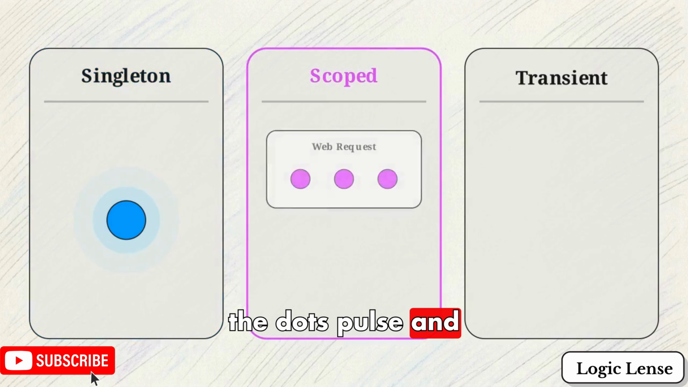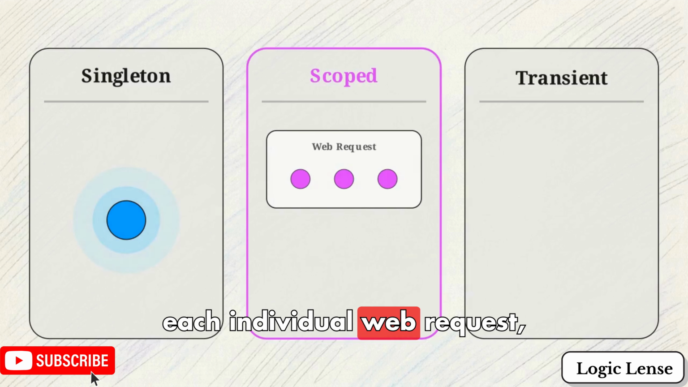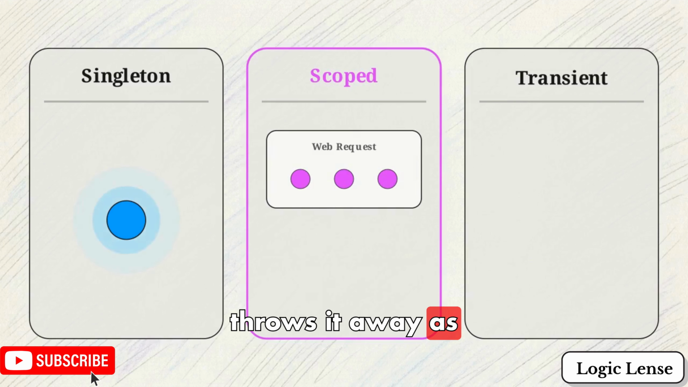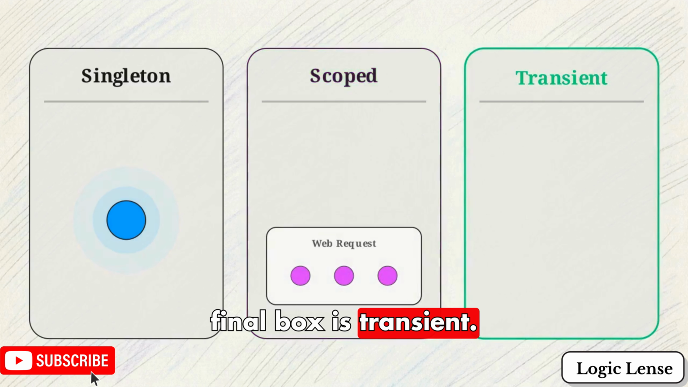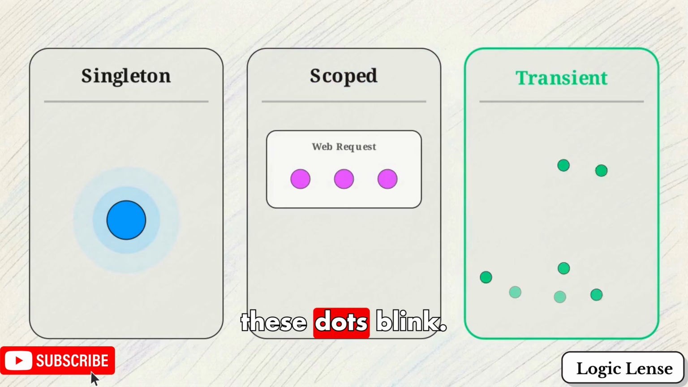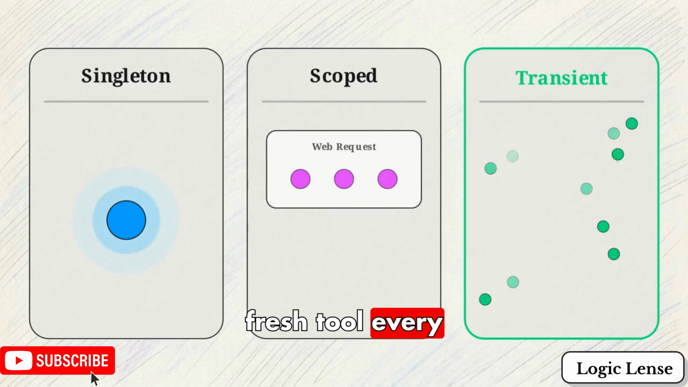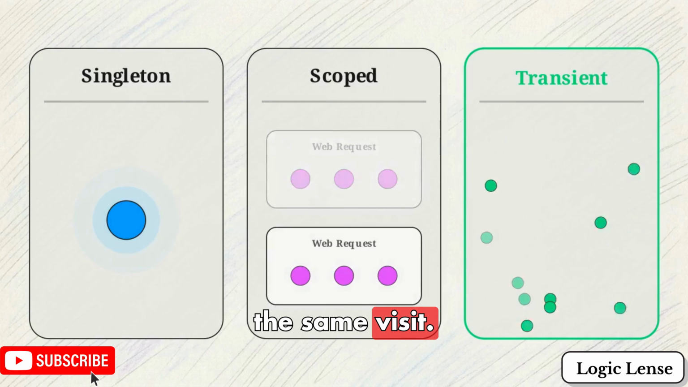Here, the dots pulse and fade. The system creates a new tool for each individual web request, like one visitor checking their cart, and throws it away as soon as that person is done. The final box is transient. Look at how rapidly these dots blink. The app creates a completely new, fresh tool every single time a piece of code asks for one, even if it's during the same visit.